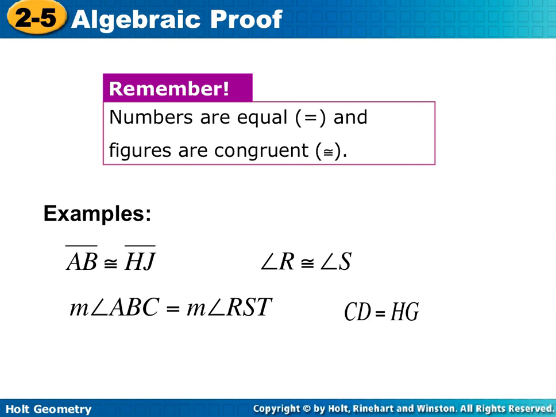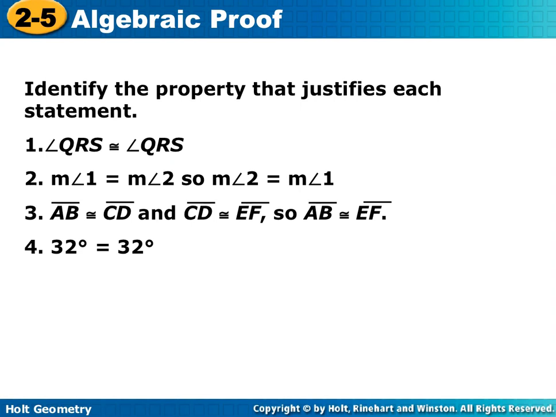Numbers are equal, figures are congruent. These are numbers because it's distances. Measures are numbers, but the actual angle or the actual segment is when you use congruent. So let's try just a few little examples of those properties. Now these are either reflexive, symmetric, or transitive, of equality or of congruence.